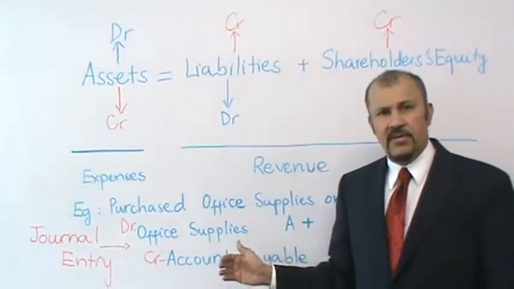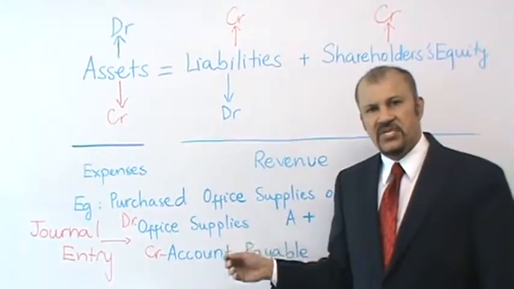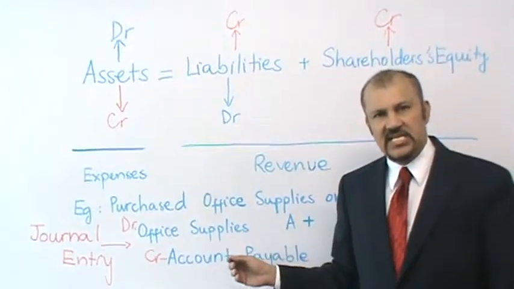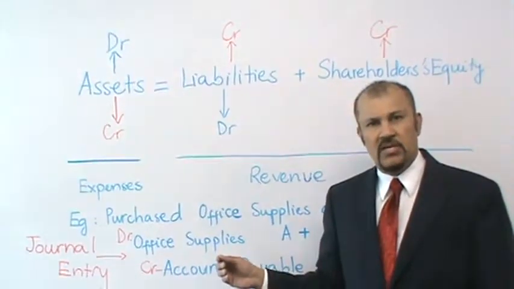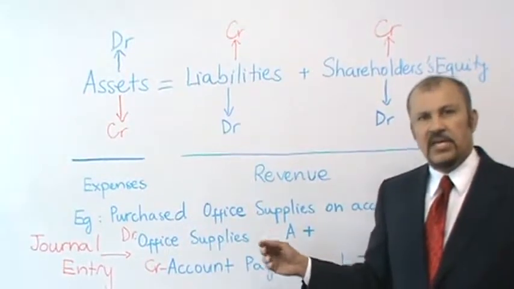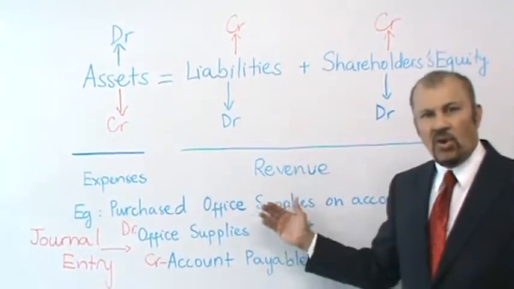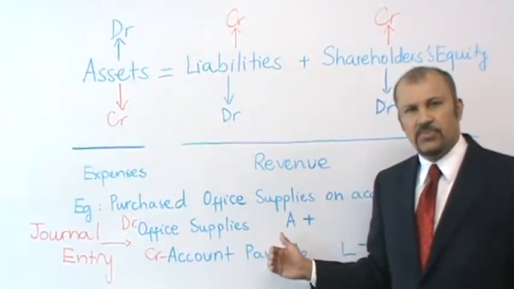The first step in our analytical process is to ask ourselves what specific accounts are affected. And the answer would be office supplies and accounts payable.